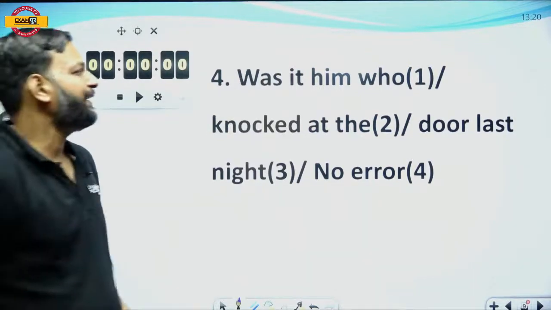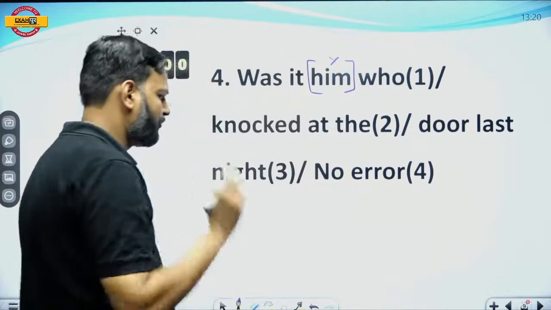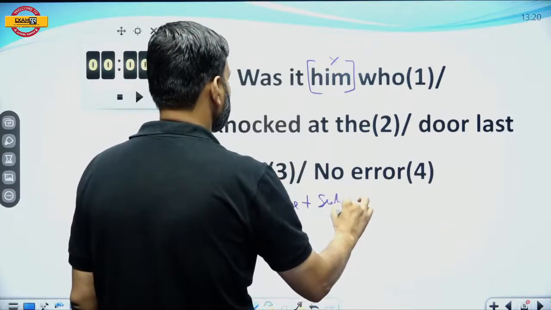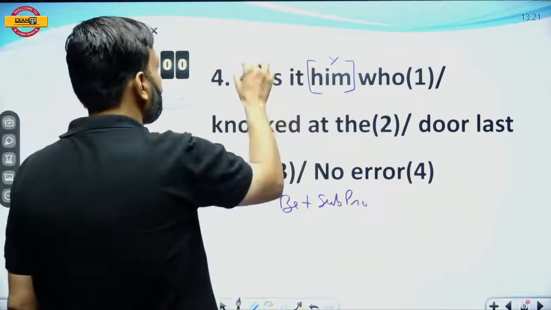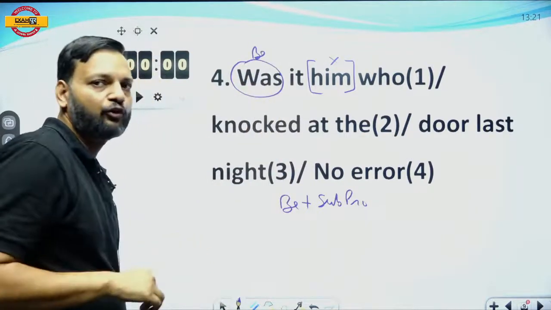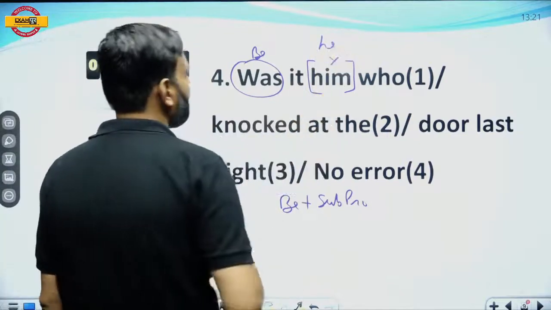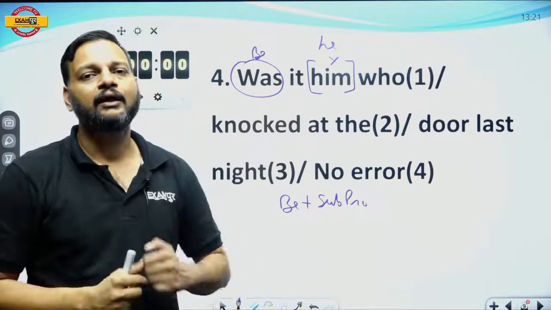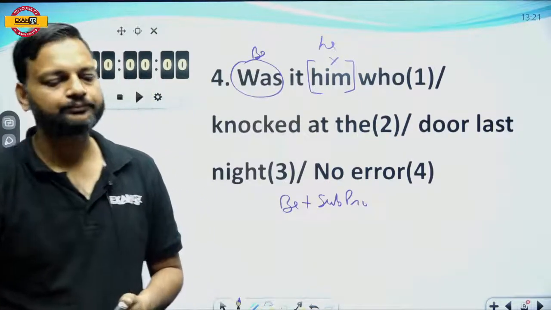See, we have the objective pronoun him in the sentence, which is wrong. Remember one thing, that be verb is always followed by a subjective pronoun. So here was is the be verb, and it is followed by a subjective pronoun. So in place of him we have to write he. The correct sentence would be was it he, because an objective pronoun never comes with a be verb.